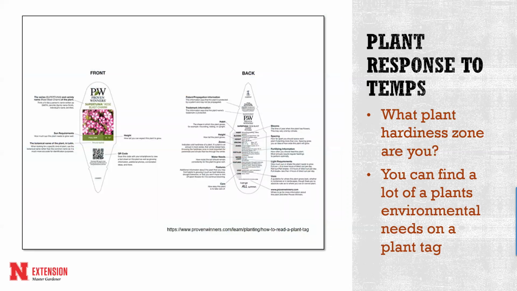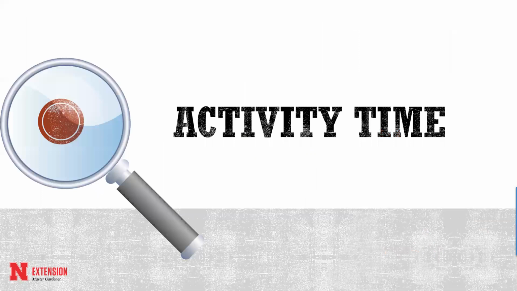Most hardiness zones can be found on pretty much all plant labels. They're usually found in all your seed catalogs, plant catalogs online. So if you know what hardiness zone you live in, then you definitely can find out whether or not that plant will survive in your area. Most plant tags and seed catalogs have a lot of environmental needs on them, and they tell you a lot of information about what environmental needs those plants have.